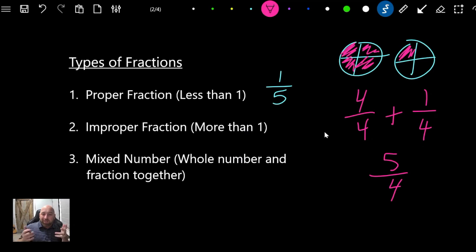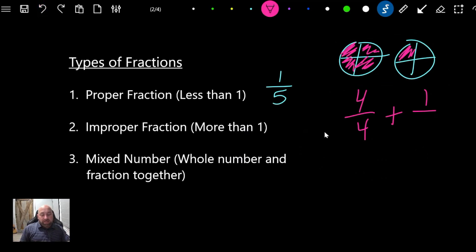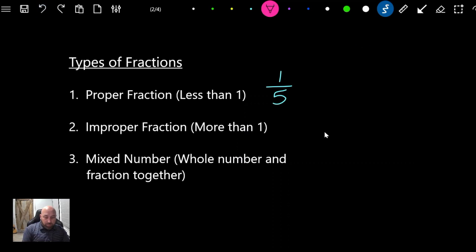So now that looks a little weird, right? So 5 out of 4, this is what's called an improper fraction. Why is it improper? Because it's more than one pizza. We have 2 pizzas. So we have 1 full pizza and part of a second pizza. That's what's called an improper fraction. Let me put that fraction back up over there. 5/4 is improper.